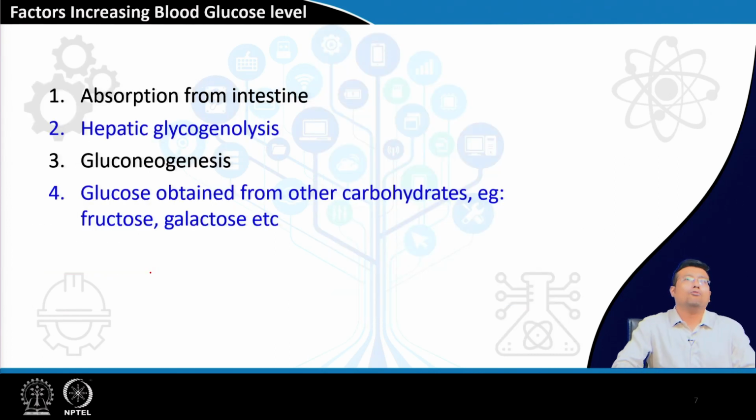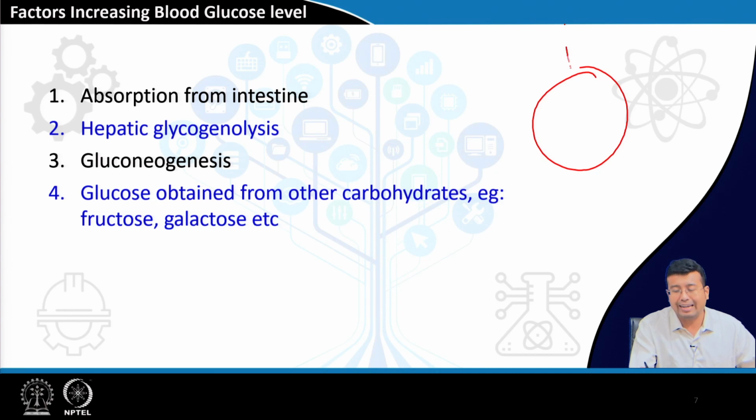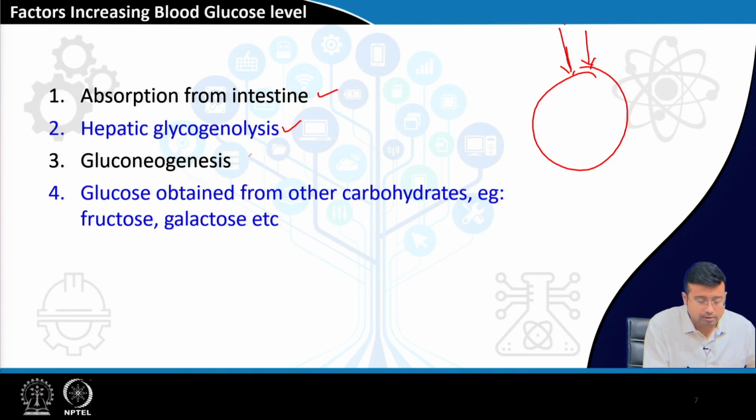So, let us see what are the factors that are increasing the blood glucose level, okay, normally. So, we have a pool of blood glucose. What are the inputs to this pool? Who is increasing it? Number one, absorption from intestine. Glucose's main source is diet, right. Next, when diet is not there, hepatic glycogenolysis. Next, the storage form of glucose will be broken down. So, this is glycogenolysis. When all the glycogen is depleted, then what happens?